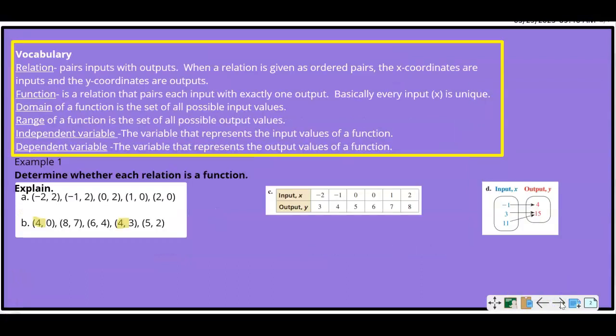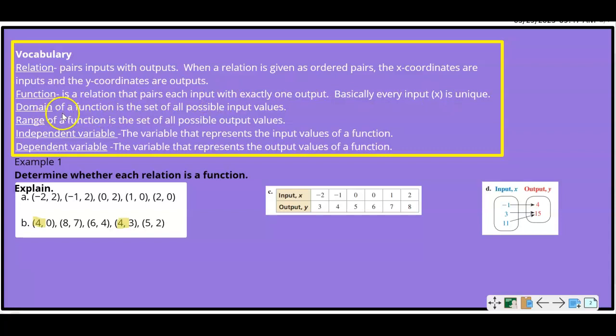All right, let's talk about some important vocabulary. A relation pairs inputs with outputs. When a relation is given as ordered pairs, the x coordinates are inputs and the y coordinates are outputs. A function is a relation that pairs each input with exactly one output. Basically, every x is unique.